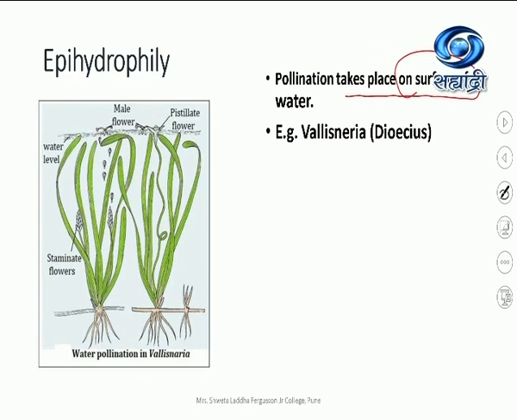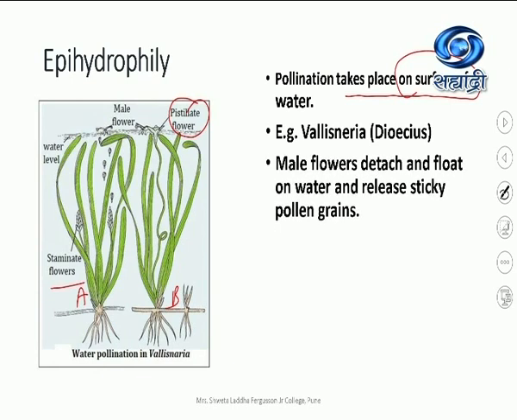Dioecious. Male and female plants are separate. You can see in the picture this plant A, suppose this plant B. Here what do you see? Staminate flower. So it is a male flower. What do you see here? Pistillate flower. So it is a female flower. So it is dioecious. When the staminate and pistillate flowers are borne by different plants, such plants are called dioecious plants. I had given the definitions earlier.